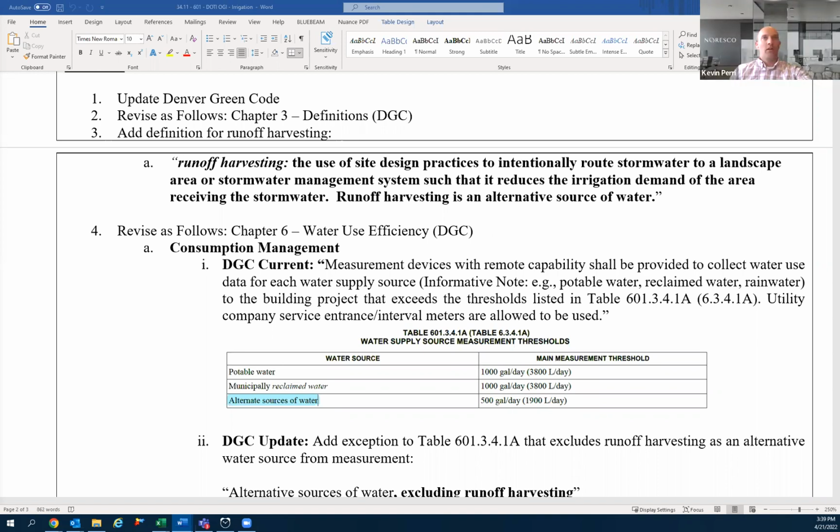Callan, do you want to weigh in on your intent? My intent was to fit runoff harvesting into the existing code. I don't know if Jeff or Austin can speak to the spirit of table 60134-1A previously.